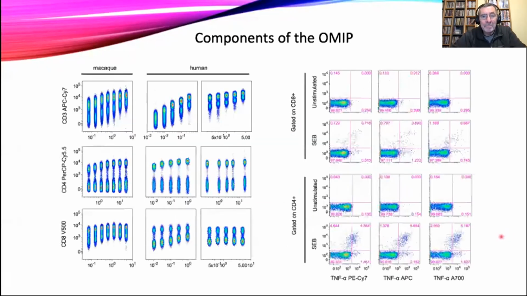But in the supplementary figure, you can see that they've actually tried that TNF in at least 3 different markers. And although PSI7 is a relatively bright marker, actually we don't get as good resolution of this population as we do with APC or Alexa 700. So, that gives a rationale to why they've chosen Alexa 700.